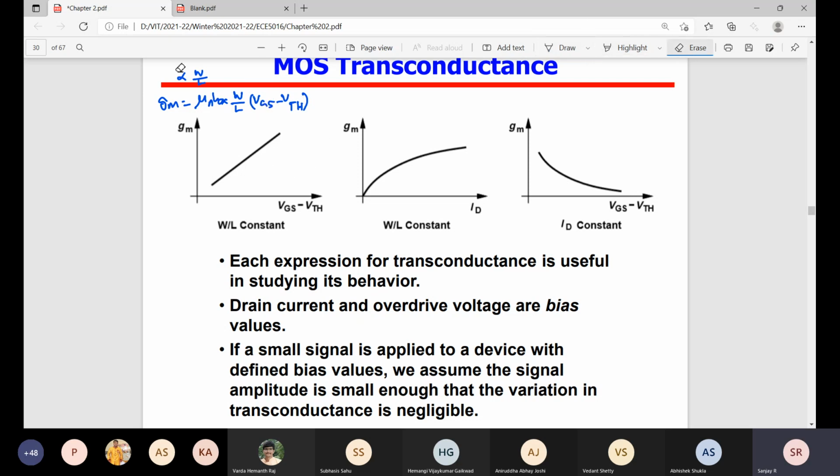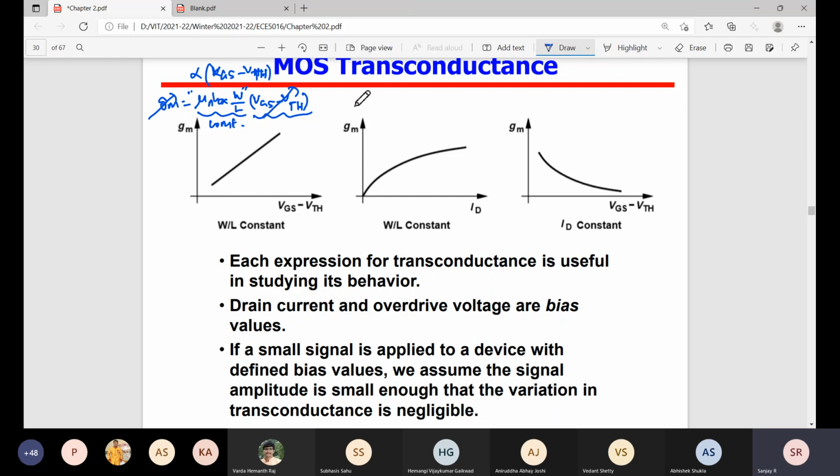If you take mu n Cox and W by L as constant and vary VGS minus VT, gm will vary linearly, because the rest is a constant term K. So gm is proportional to VGS minus VT for a fixed W by L, so this term is constant. So it varies linearly. That is the linear behavior, and this plot will be drawn using this expression.